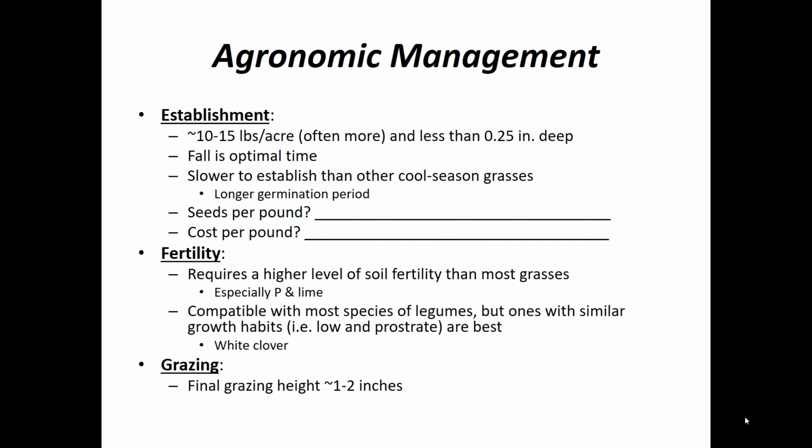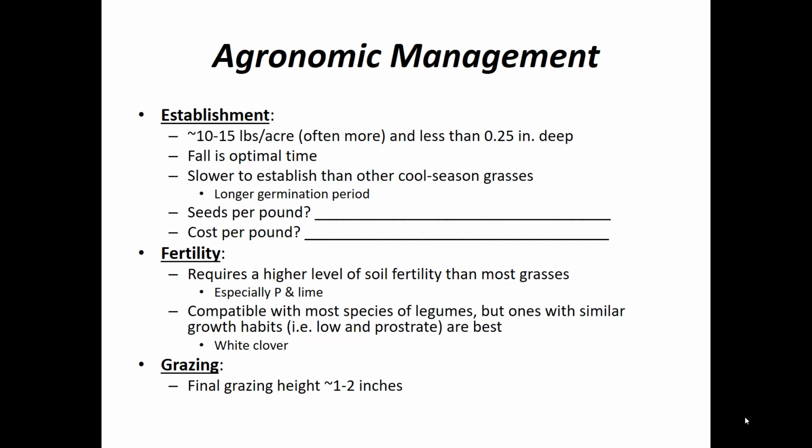If we pause for a moment and think about agronomic management, if you want to establish Kentucky bluegrass, you'll use about 10 to 15 pounds per acre, but most often more, and plant it, well, it says less than a 1/4 inch deep, which is terribly difficult to do, but shallow is where you want to plant it because it is such a small seed. Fall is the optimum time. It's slower to establish than any other of our cool season grasses. It has a longer time to germinate.